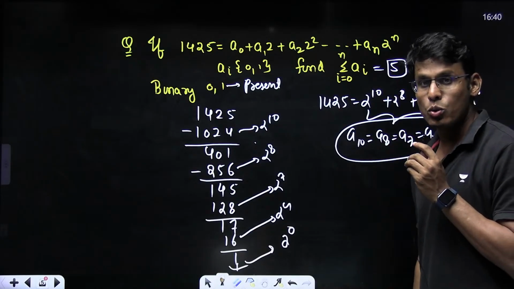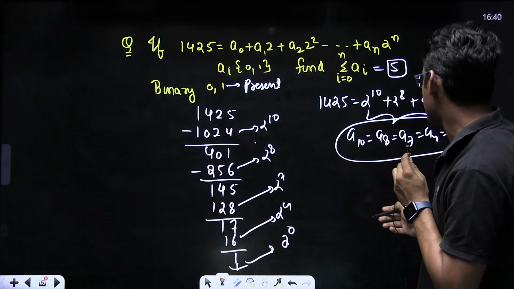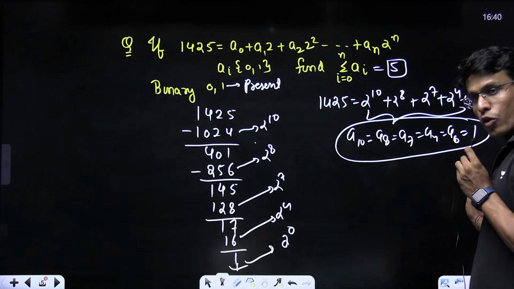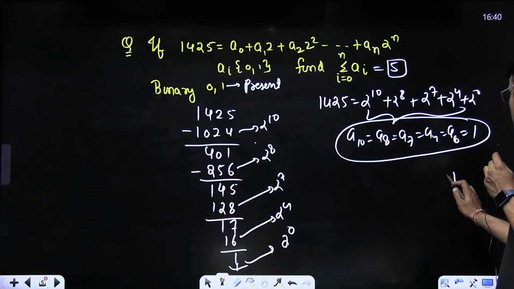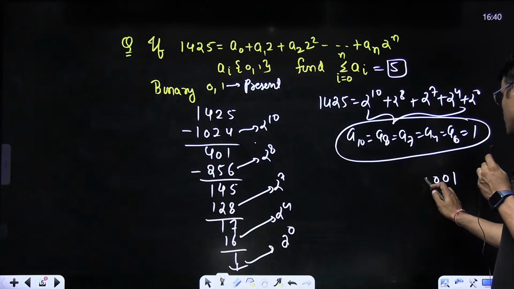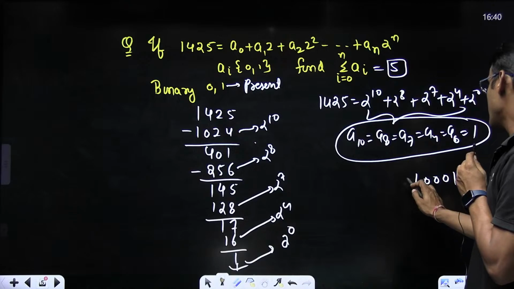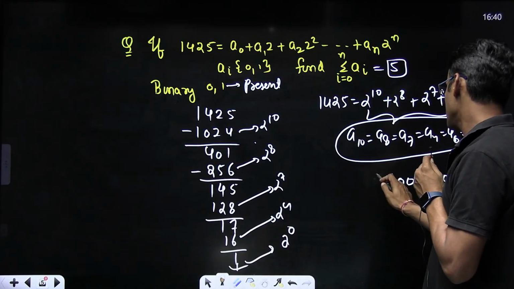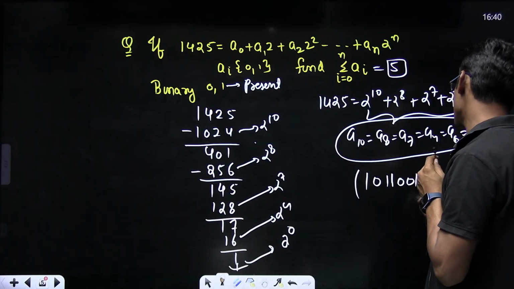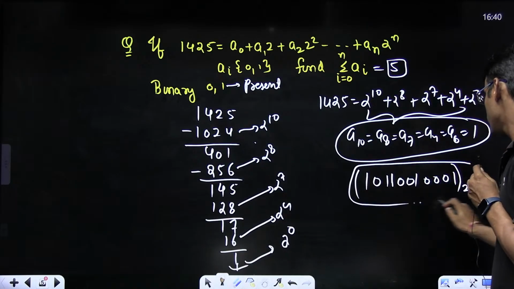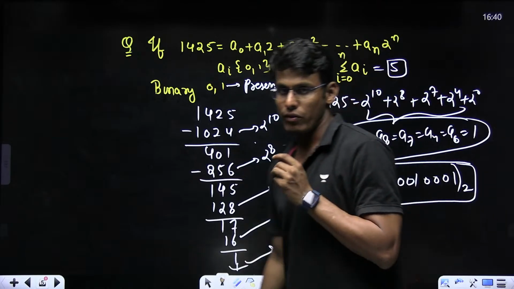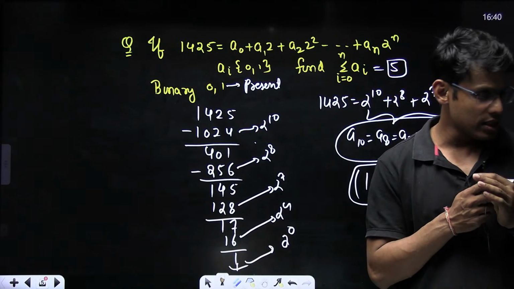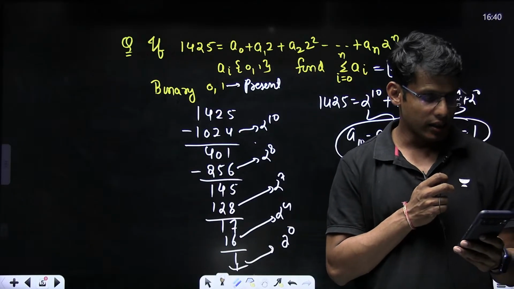One learner is trying to say what is the base 2 representation. If you see what is the base 2 representation, I will start writing from right side. My A0 is 1, A1 is 0, A2 is 0, A3 is 0, A4 is 1, A5 is 0, A6 is 0, A7 is 1, A8 is 1, A9 is 0, A10 is 1. This is my base 2 representation of 1425. Right? This is the way to go for binary.